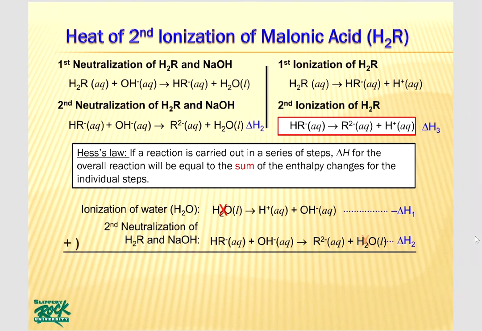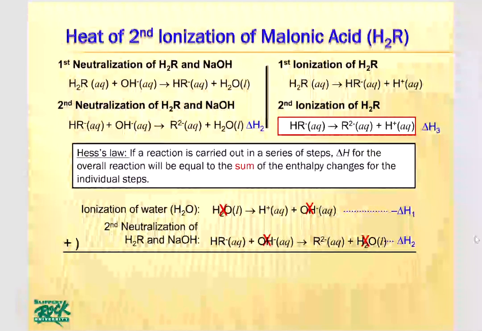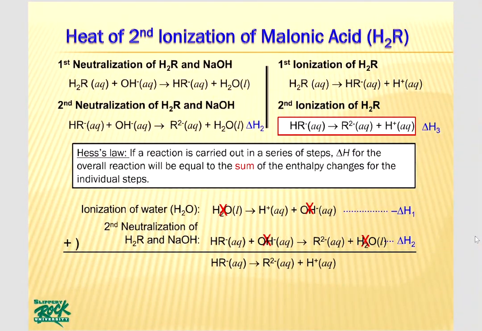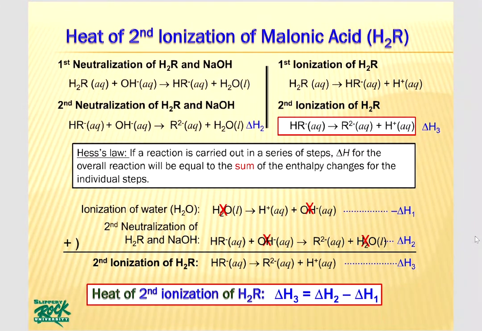These two reactions can be combined and would produce a new reaction, that is, HR- splits into R2- and H+. Isn't this reaction familiar to you? It's the second ionization of malonic acid. Consequently, the heat for the second ionization of malonic acid, delta H3, is equal to delta H2 minus delta H1.